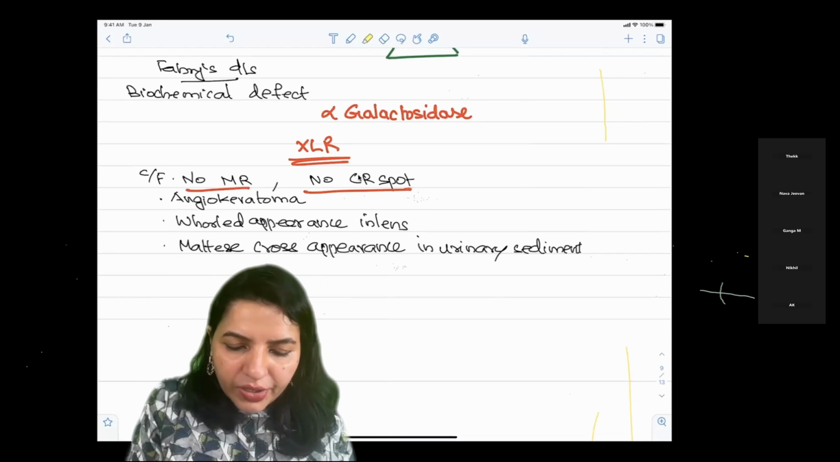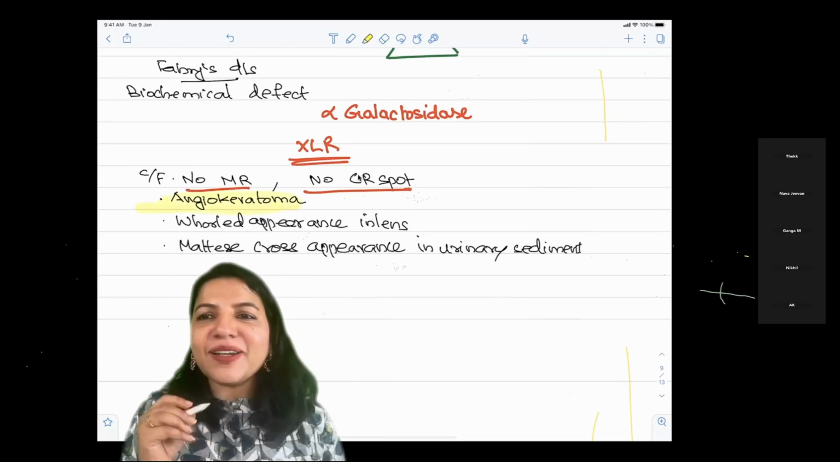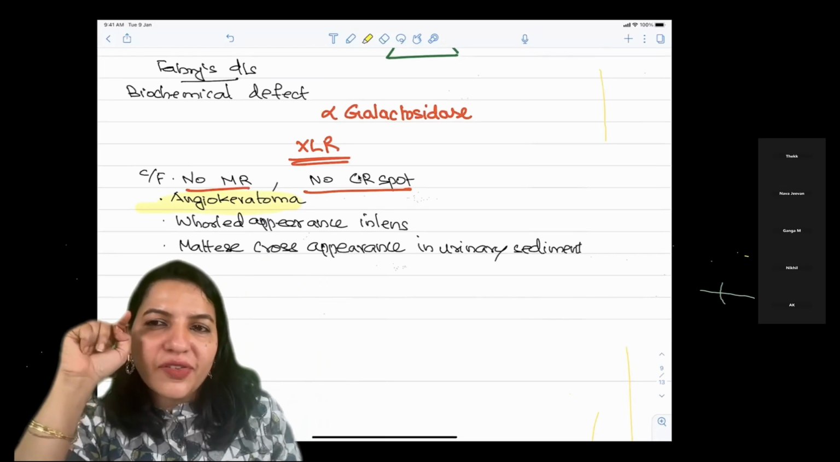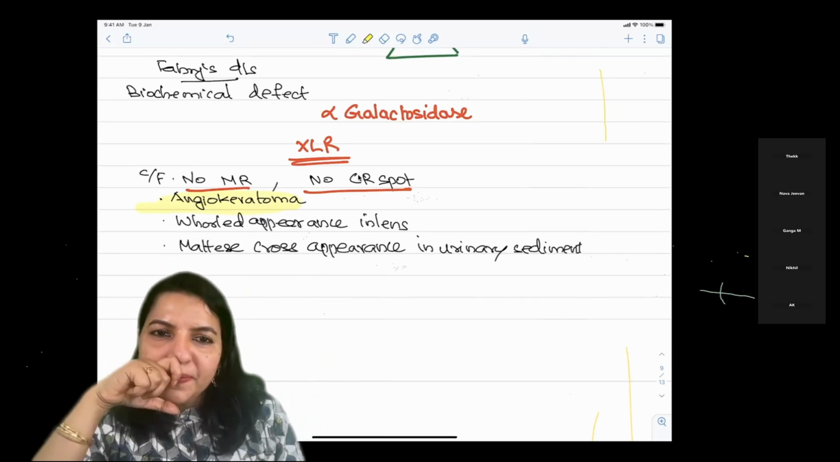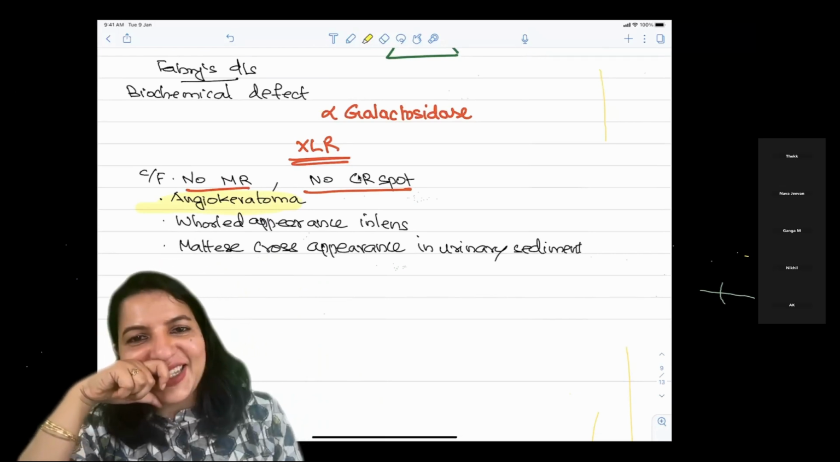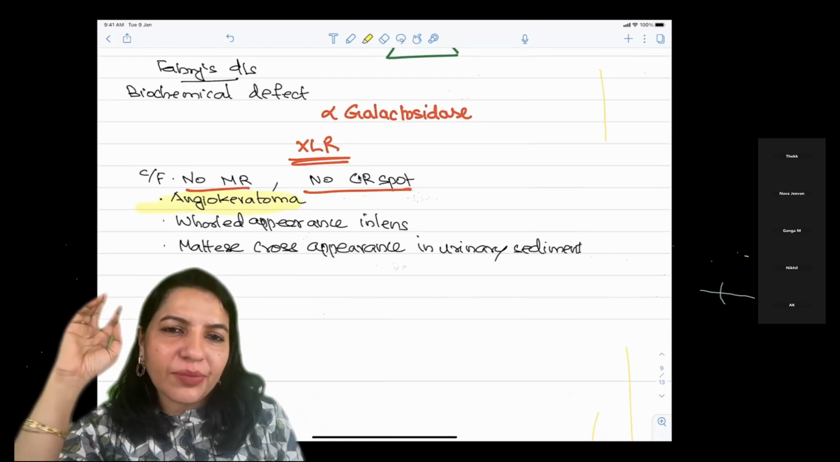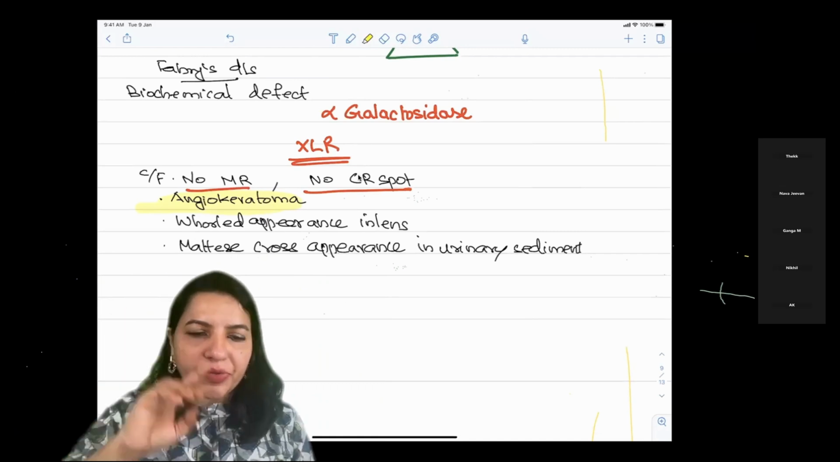Now, I'm going to tell you something. Tell me, which are the two disorders where this feature that I have highlighted is there? Yes, very good. Gaucher and Fabry, no mental retardation. Gaucher and Fabry.